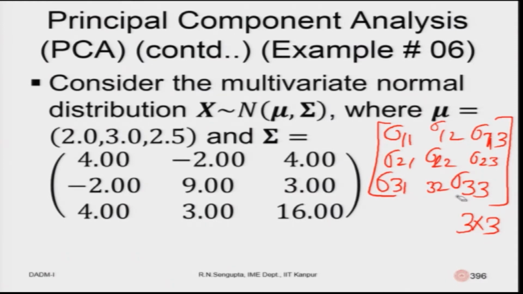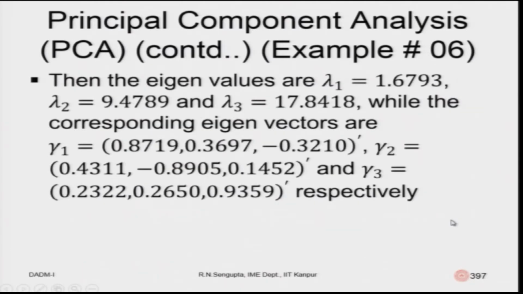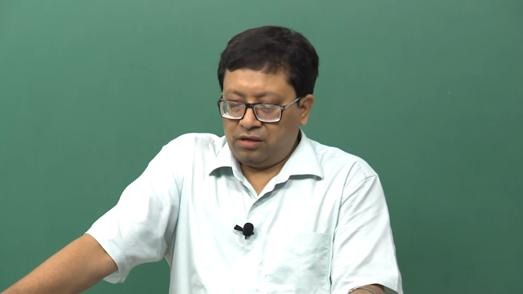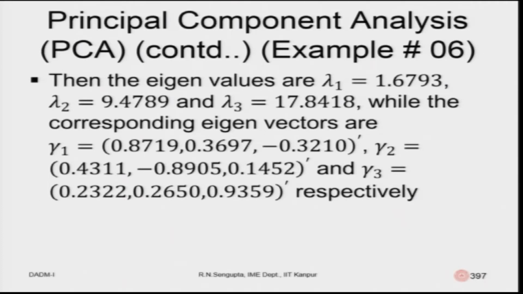So, this is the information. I went a little bit slow, just please bear with me. So, this is done. Now with this I will basically go to the calculations. Then the eigenvalues we can calculate are given as 1.6793, 9.4789. I am not going to go into this detailed calculation, it can be picked up in any class 11 or 12 textbook, and lambda 3 is 17.84, while the corresponding eigenvectors, which are gamma 1, gamma 2, gamma 3, are given.